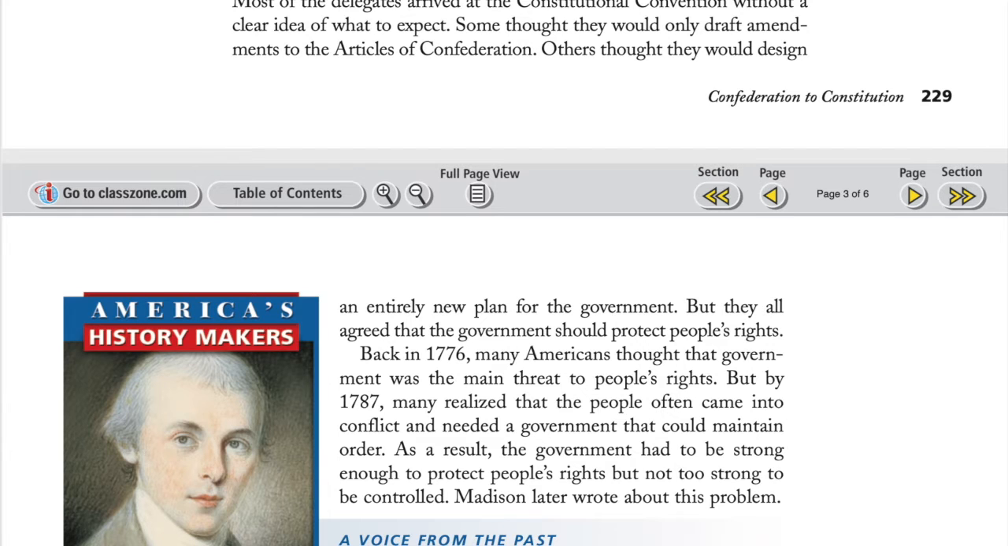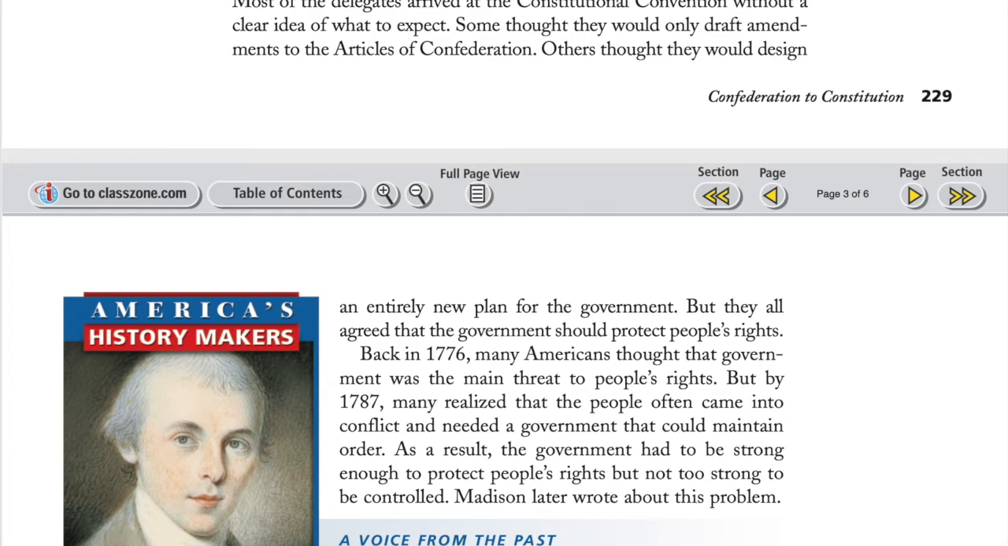The Delegates Assemble. Most of the delegates arrived at the Constitutional Convention without a clear idea of what to expect. Some thought they would only draft amendments to their Articles of Confederation. Others thought they would design an entirely new plan for the government. But they all agreed that the government should protect people's rights.